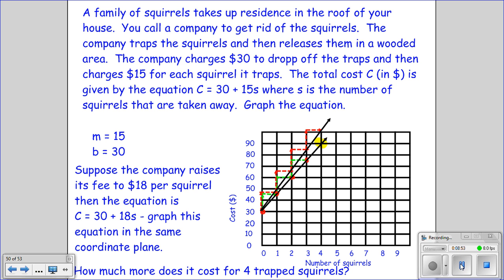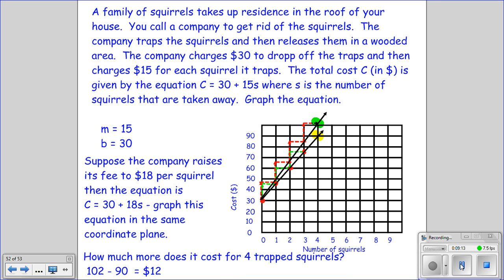How much more does it cost for 4 trapped squirrels? Well, if you look there, our first line we drew for 4 squirrels is at $90, and then our second line is at $102. It actually goes right off of our graph. We need to subtract 102 minus 90, and that will give us $12 that it costs that much more for the 4 trapped squirrels on the second plan than on the first plan.